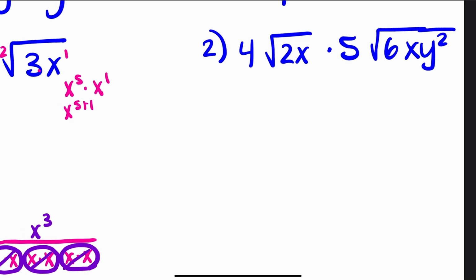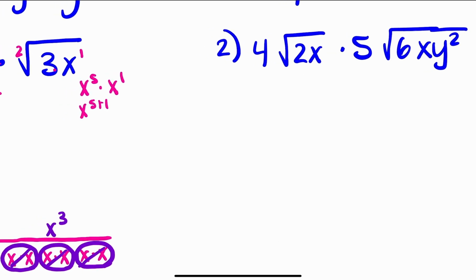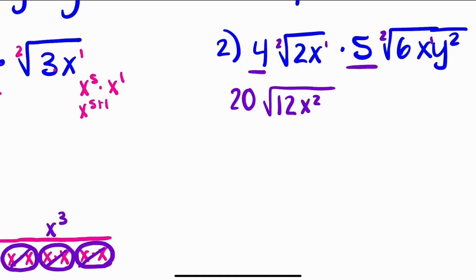So on number 2, there's 2 numbers outside. So first step, check your indexes. They're both square roots, so I can go ahead and start multiplying. We'll multiply the outside numbers first. 4 times 5 is 20. And then I have 2 times 6, which is 12. I have 1x here and 1x here. So I have a total of 2 x's. And then I have 2 y's right here.